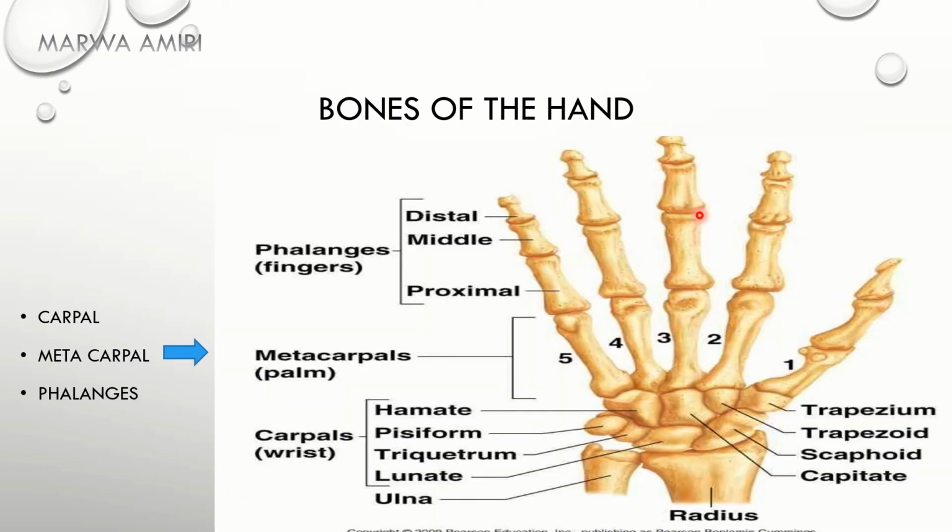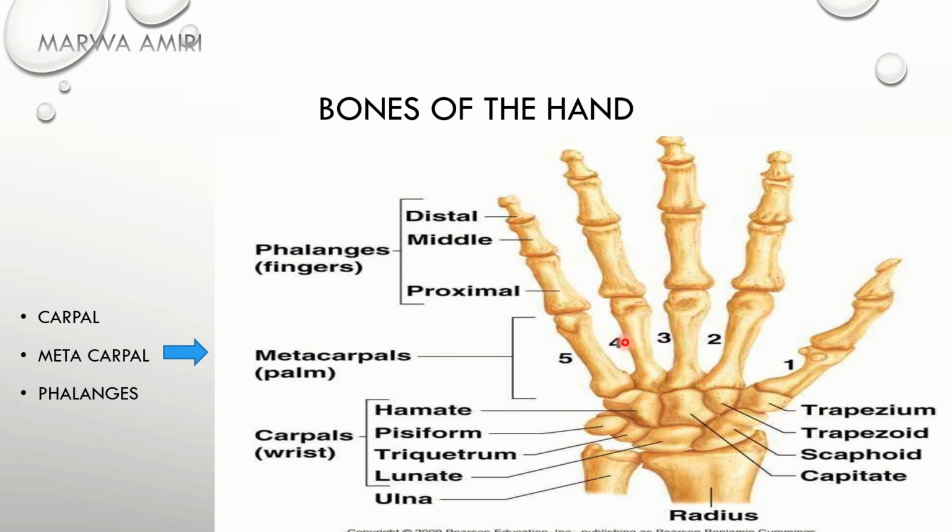Bones of the hand. The bones of the hand are the carpals, metacarpals, and the phalanges. The carpal bones are the wrist bones, which consist of the lunate, triquetrum, pisiform, hamate, trapezium, trapezoid, scaphoid, and the capitate bones.